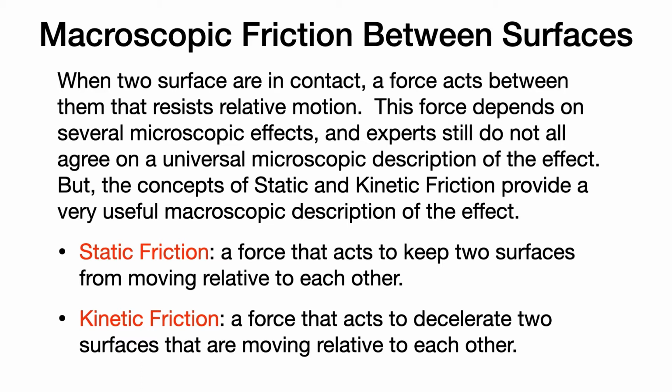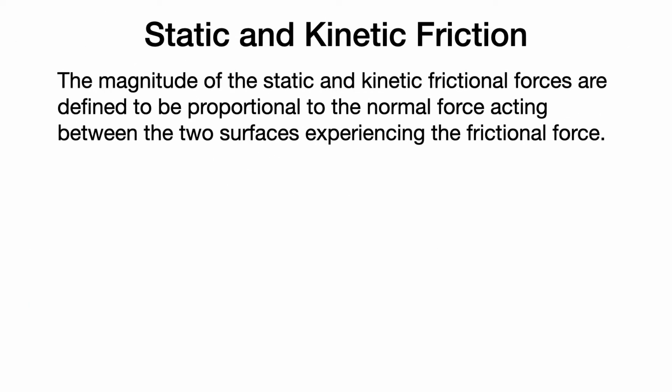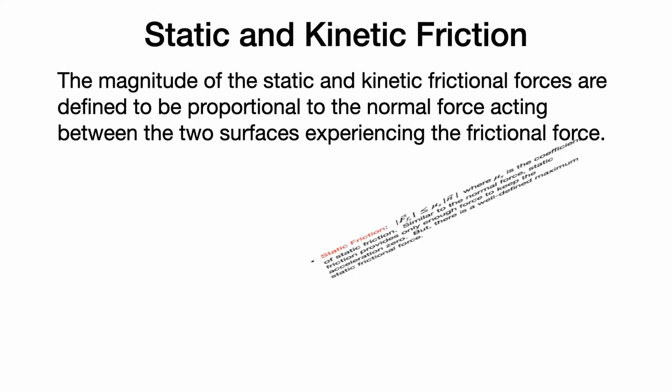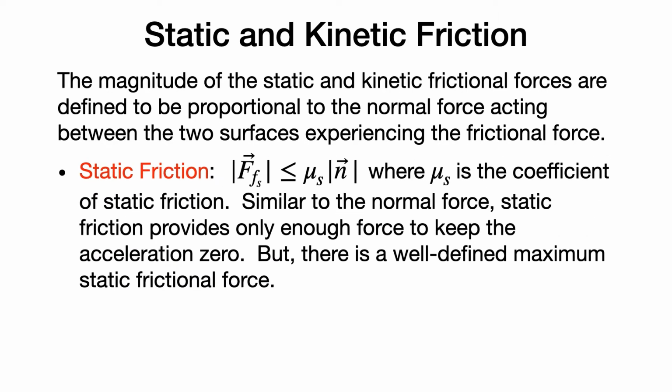Static friction is a force that acts to keep two surfaces from moving relative to each other. And kinetic friction is a force that acts to decelerate two surfaces that are moving relative to each other. The magnitude of the static and kinetic frictional forces are defined to be proportional to the normal force acting between the two surfaces experiencing the frictional force. That is, if you have two surfaces pressed against each other, the harder they are pressed against each other, the greater the frictional force.